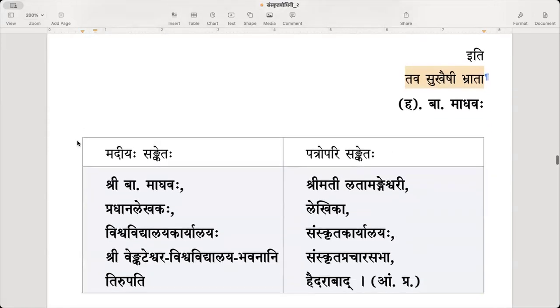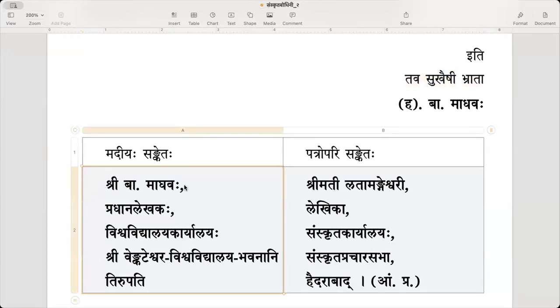Now, you also have to give this box here, which is the patrasya upari. Patrasya upari sanketaha would mean the person who is being addressed here, Lata Mangeshwariya. Lekhika Samskrita Karyalayaha Samskrita Prachara Sabha Hyderabad. Now this is his own address, Madiyaha Sanketaha. Make a box like this when you write, because this is going to go on the top of the cover.